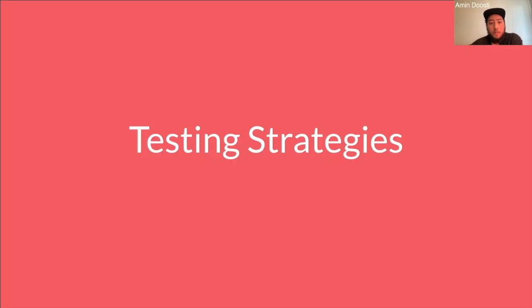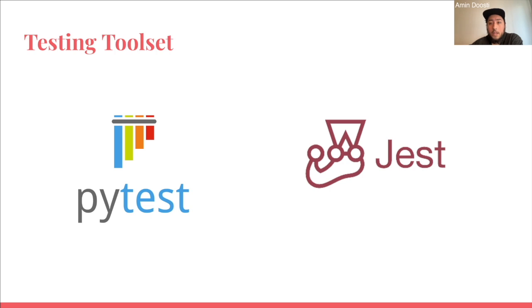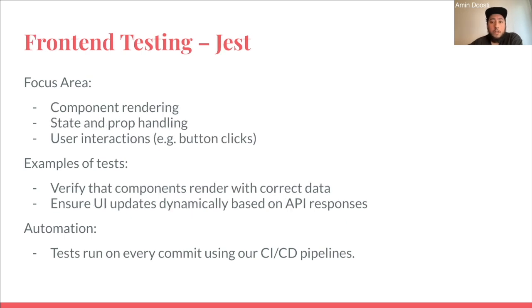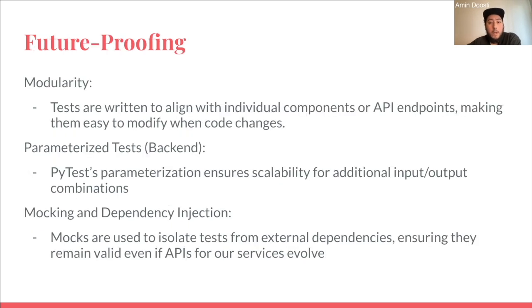For our testing, we are using PyTest for our backend and Jest for our front end. For the backend, we're using PyTest and focusing on our API endpoints, input validation, and error handling. For the front end, we're using Jest to handle our component rendering, state management, and user interactions. For future proofing, we maintain modular test cases, utilize parameterized tests for scalability, and mock dependencies to isolate components effectively.